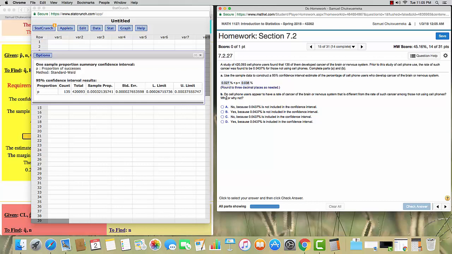Now, you go back to this question. Do cell phone users appear to have a rate of cancer of the brain or nervous system that is different? Okay, you see that is different, and 0.0437% is different from these values, and it's also not included in the confidence interval. Yes, they appear to have a rate that is different from the rate of such cancer among those not using cell phones. Okay, yes, they appear to have a rate of cancer of the brain or nervous system that is different. Okay.